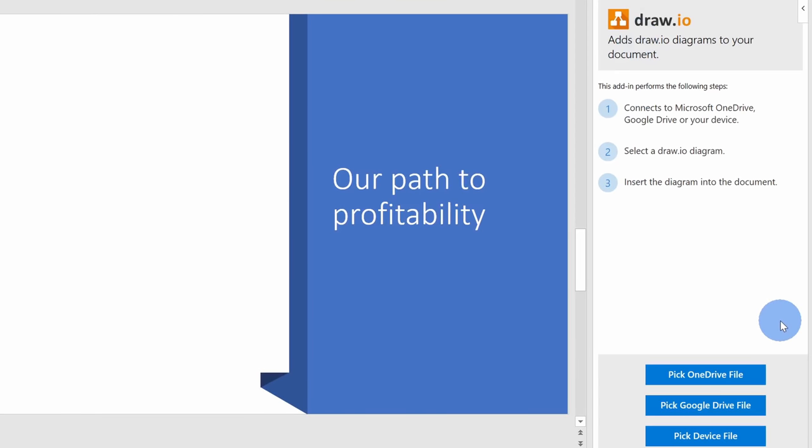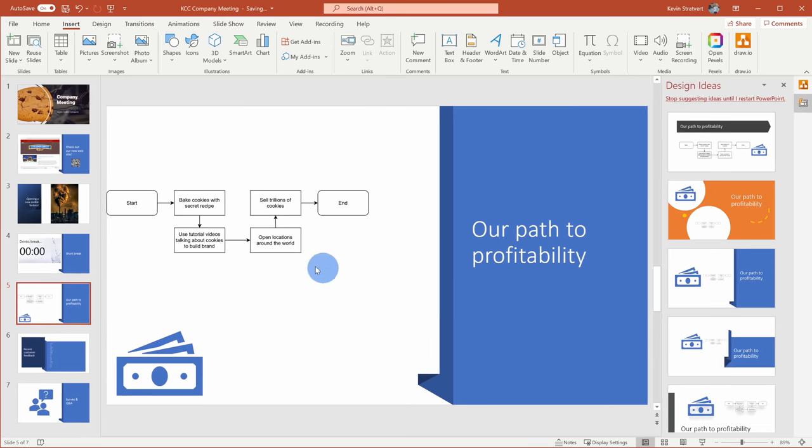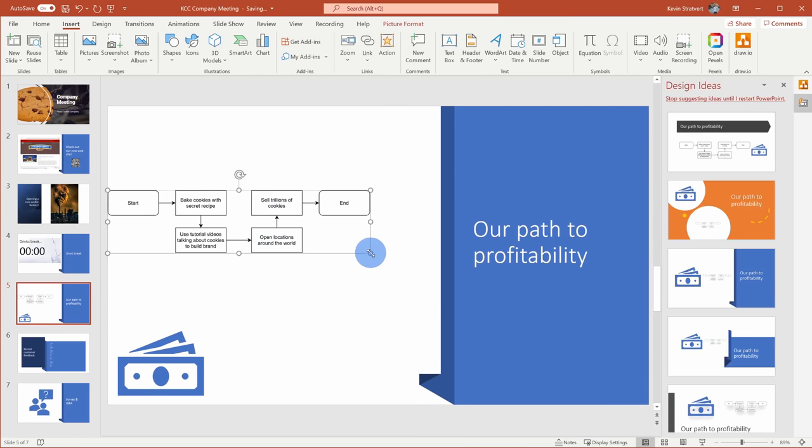You can access your draw.io files from OneDrive, from Google Drive, or from your PC. I saved the file directly to my PC, so I'll click on Pick Device File. Once I select my file, I'll click on Open. Here over on the right-hand side, I can see a preview of what the flowchart looks like, and then I'll click on Insert. This has now inserted my flowchart onto the slide.